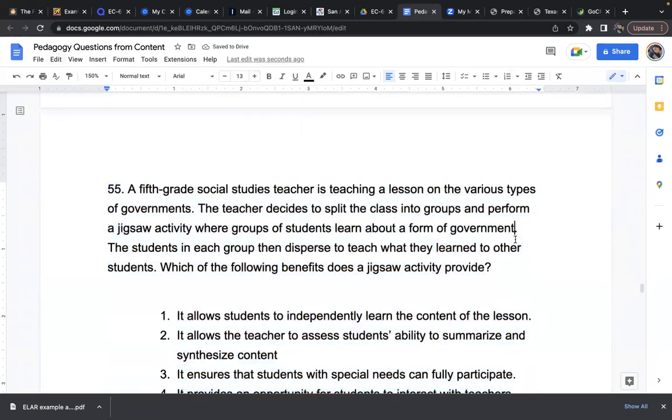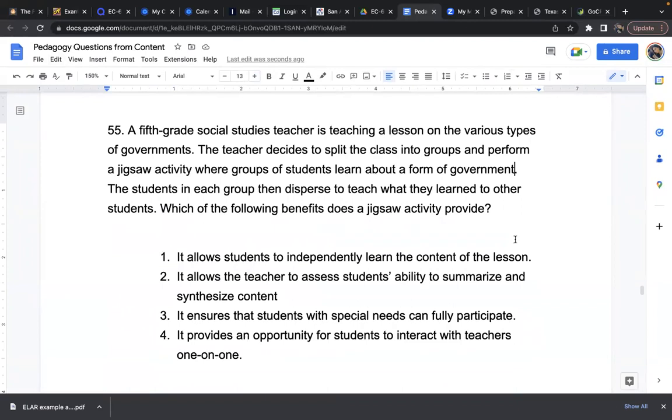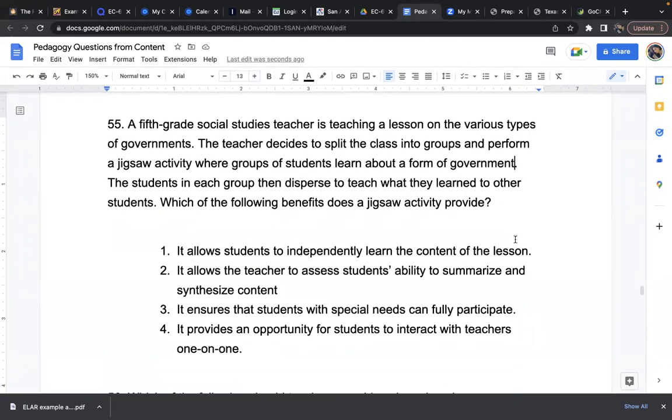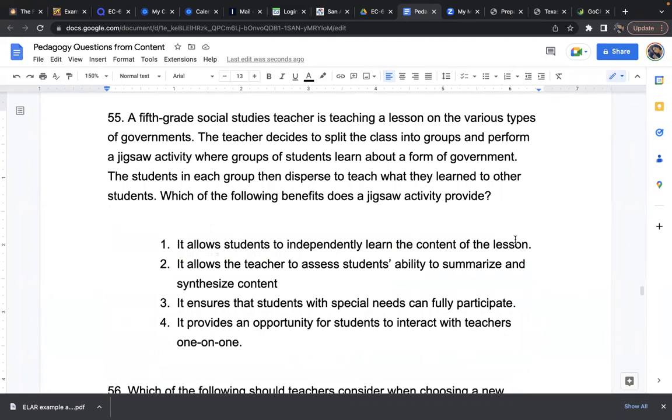All right. So we have a 5th grade social studies teacher who is teaching a lesson on various types of governments. The teacher decides to split the class into groups and perform a jigsaw activity where groups of students learn about a form of government. The students in each group then disperse to teach what they learned to other students. Which of the following benefits does a jigsaw activity provide?